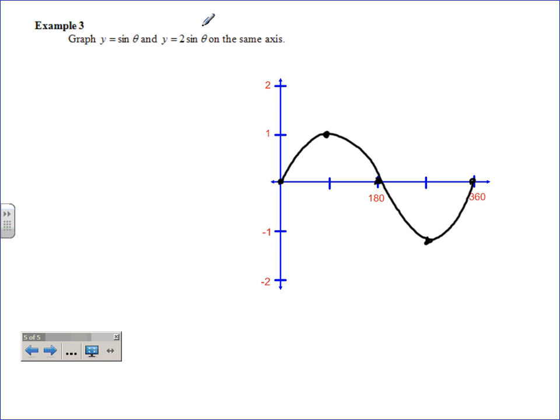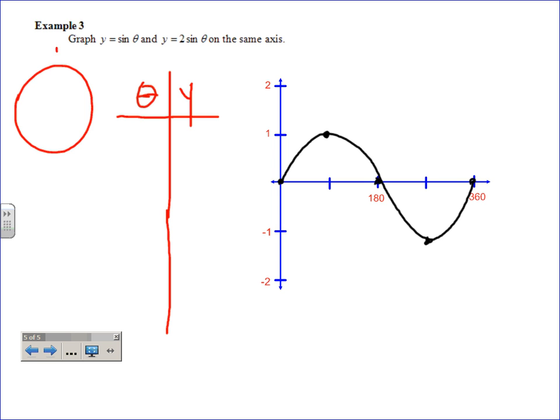For those of you that are perhaps getting confused as to where some of the values are coming from, hopefully this will help. And if you are going to struggle with getting some of these graphs done, a theta y table is always going to be an option for you.